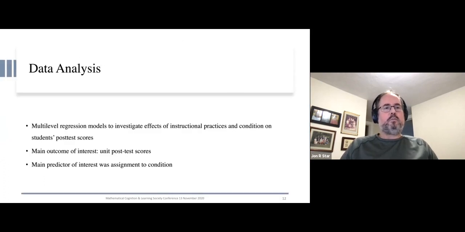So we did multi-level regression models to look at the effects of the instructional practices that we measured in the fidelity instruments, as well as condition, on students' post-test scores. And let me tell you what we found.